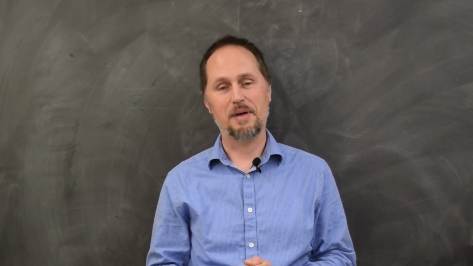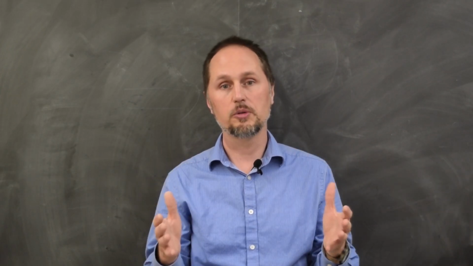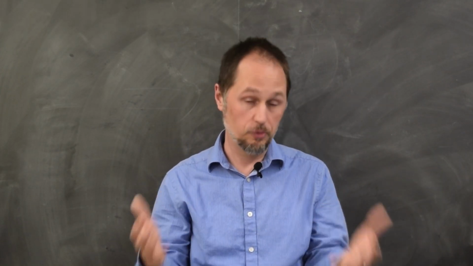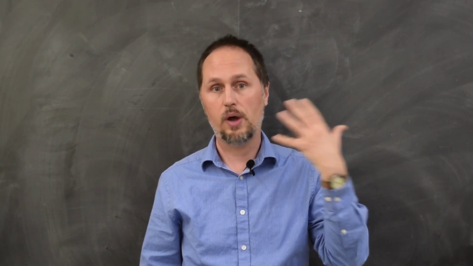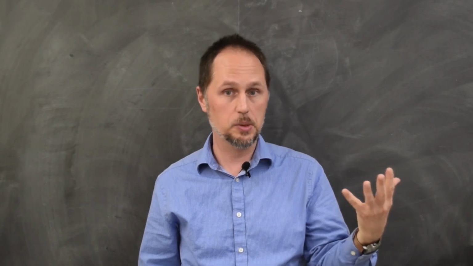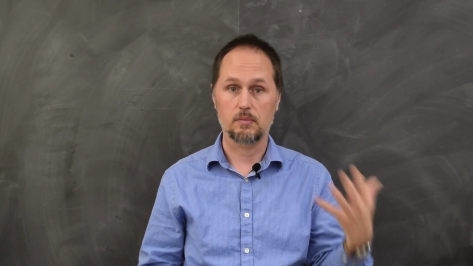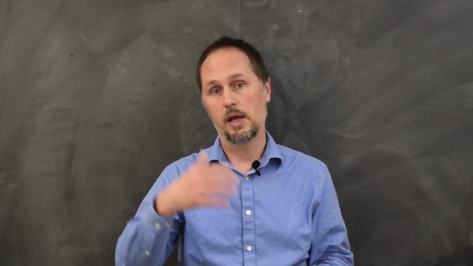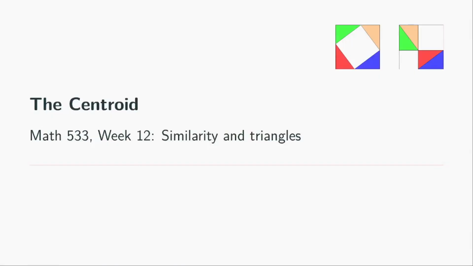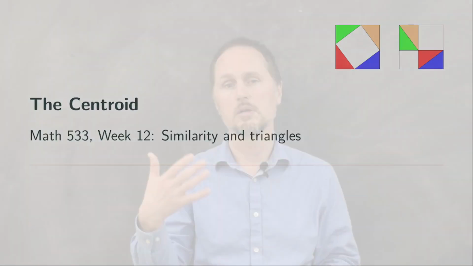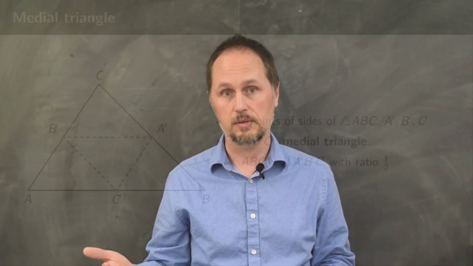Hi, welcome back to Math 533, Topics in Euclidean Geometry. In this video, we're going to be talking about two very closely related things. One of them is called the medial triangle, which is a way of decomposing a given triangle into smaller triangles that are similar to the big one, the one you started with. The other thing we'll talk about is the centroid of a triangle. It's a special point associated to the triangle, also sometimes called the center of mass or center of gravity of the triangle.